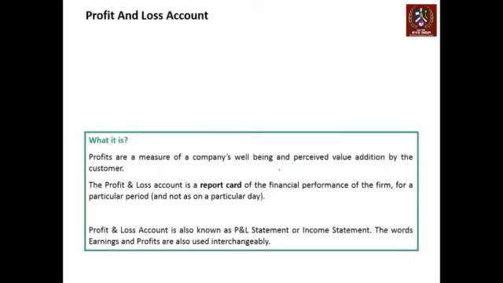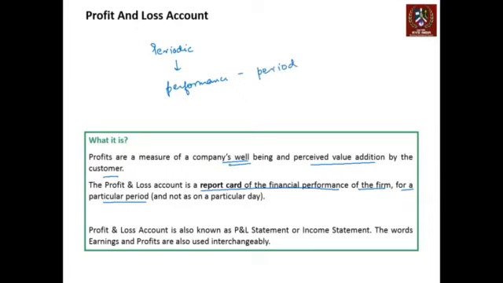Let's look at it in detail. Now, profits are a measure of a company's well-being and perceived value addition by the customer. The P&L account is a report card of the financial performance of the firm for a particular period. So remember, we had discussed that P&L accounts and cash flows are periodic statements. So P&L is a periodic statement. It gives you the performance of the company for a particular period, right?